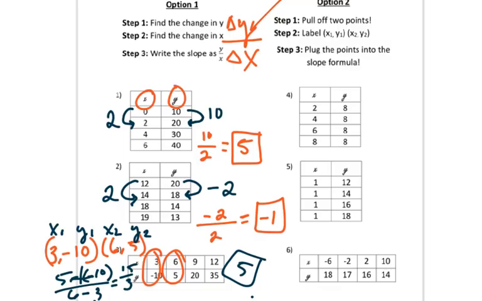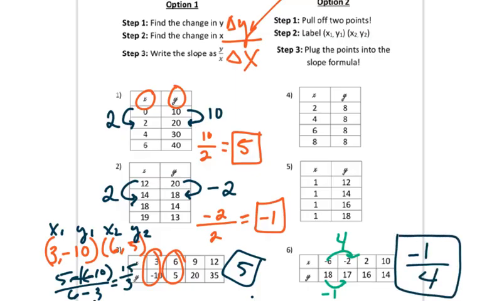Okay, so you can either find the change in y. So if I looked at number 6, for example, this change in y is that it's dropping 1. The change in x is from a negative 6 to a negative 2. It increased 4. If you struggle with negatives, I suggest you pull off your 2 points, you plug them into your slope formula, and you get your answer that way. But in number 6, I have my change in y, which is a negative 1, over my change in x, which is a positive 4. Change in y over the change in x. So go ahead and try number 4 and try number 5.